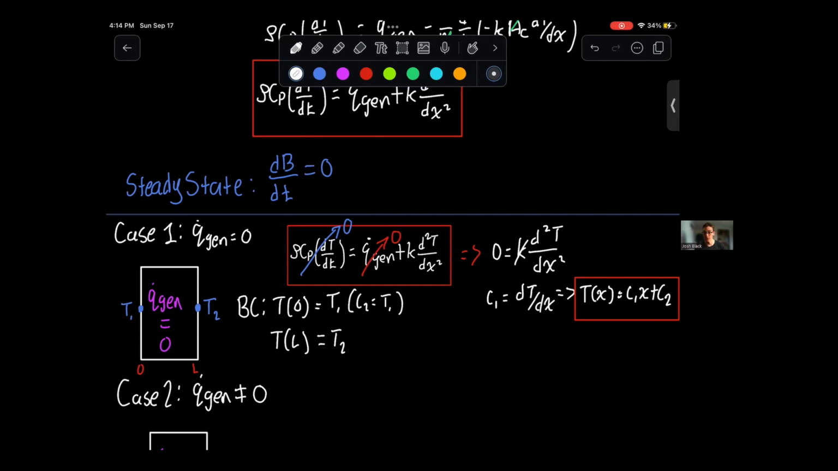When we put L into our equation, we're going to say that T2 is equal to C1 L plus T1, which is what we just found C2 to be. We use some algebra. We find that C1 is going to be equal to (T2 minus T1) over L. So finally, we get T of x equals (T2 minus T1) over L, times x, plus T1.